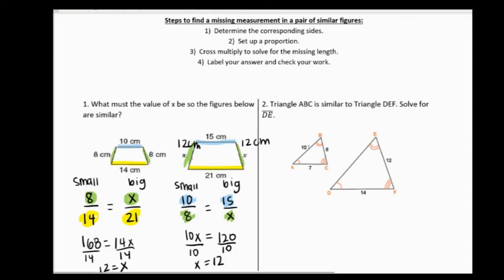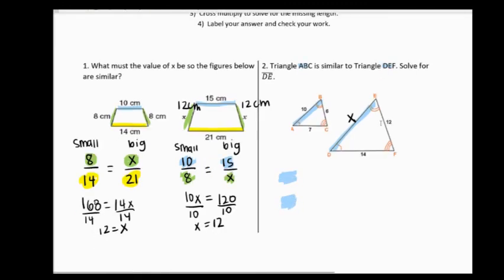Then in our last example, we have triangle ABC is similar to triangle DEF, and we're going to solve for the missing side DE. So this side is our x value this time. So I'm going to again find my corresponding sides first. So 10 is the side AB. AB are the first two letters, which means they correspond with DE. So I'm going to highlight them both blue. So I can put blue and blue.